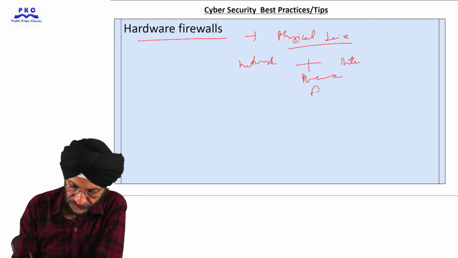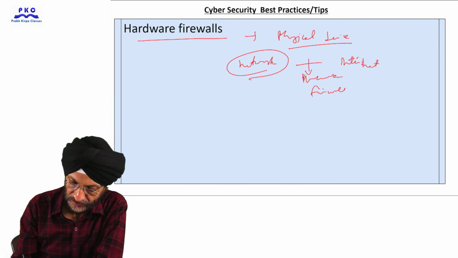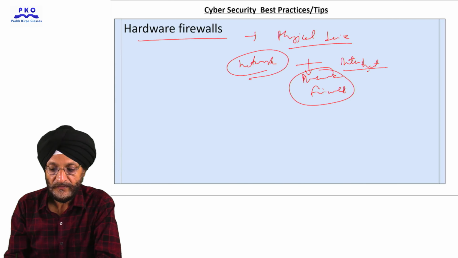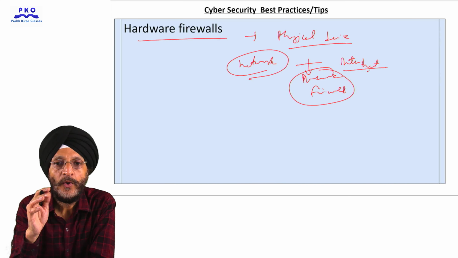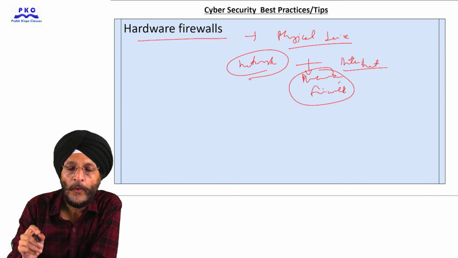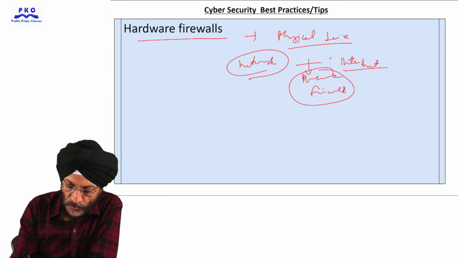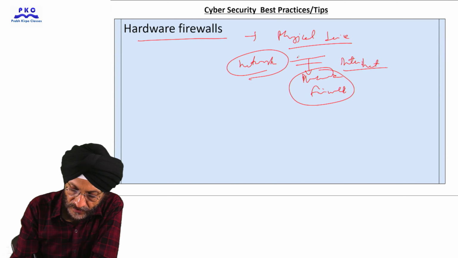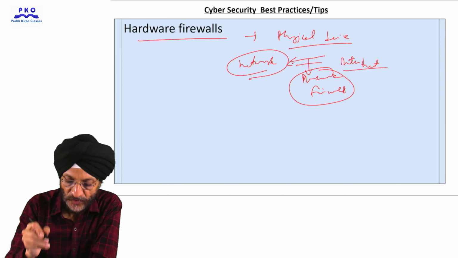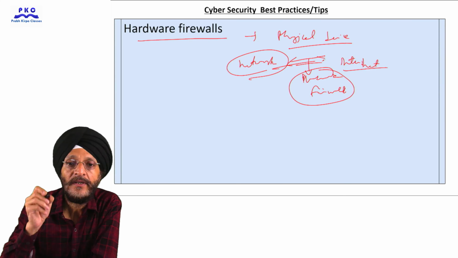Hardware firewall. This is your network. This is the internet. It sits here. So this hardware firewall monitors all the network traffic which tries to come inside your network or which tries to go outside your network.